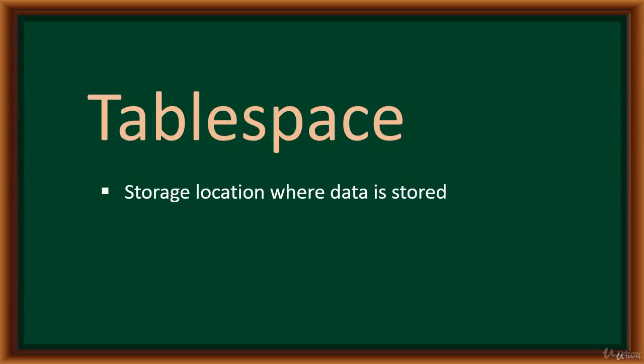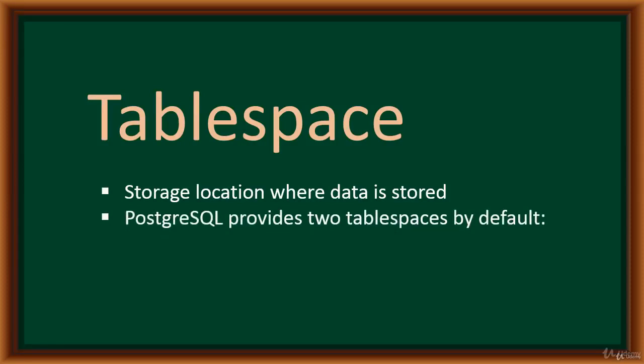We know that data in a database is actually stored in tables. The actual tables are stored in table spaces. By default, Postgres has two table spaces. The two default table spaces provided by Postgres when the relational database management system is installed are pg_default and pg_global.